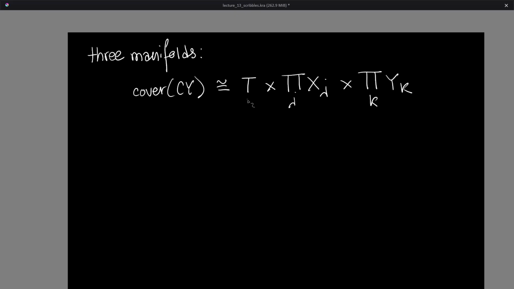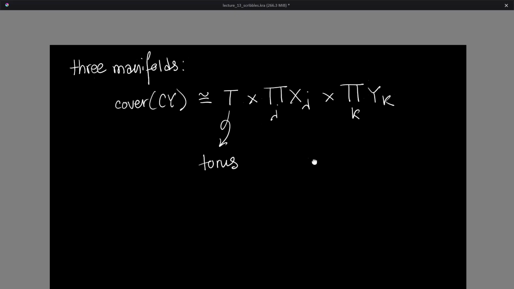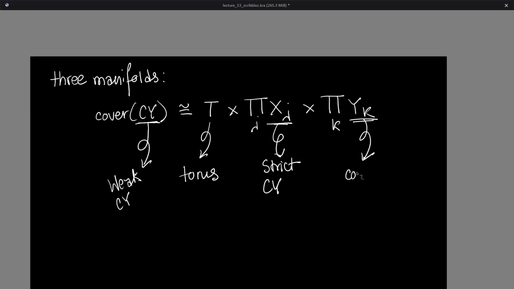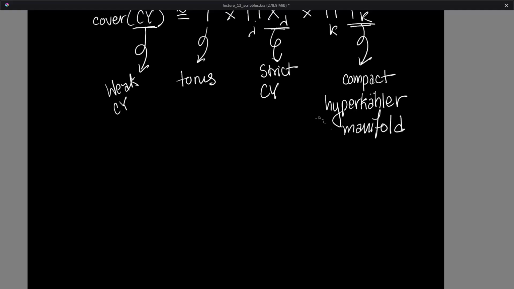So what are these? T is a torus, a complex torus. X_j is a strict Calabi-Yau, so this is a weak Calabi-Yau. This is a strict Calabi-Yau, and this is something called a compact hyperkähler manifold, which sounds awesome, I have to say. But you could also call it a holomorphic symplectic manifold.